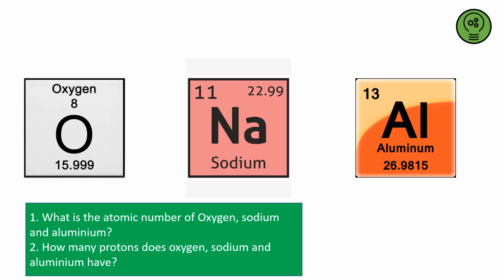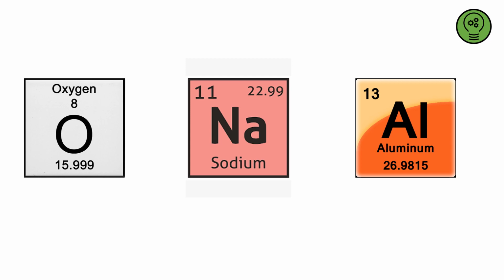Okay, for this section, developing understanding, we're going to take what I've just taught you and see if you can apply it to the question. Pause the video and have a go at the two questions. What is the atomic number of oxygen, sodium and aluminium? And how many protons does oxygen, sodium and aluminium have? Have a go.